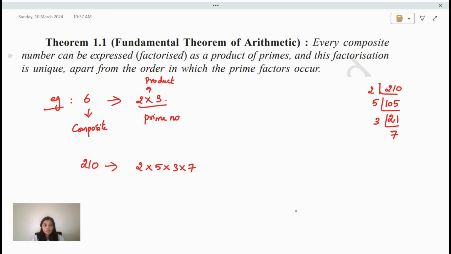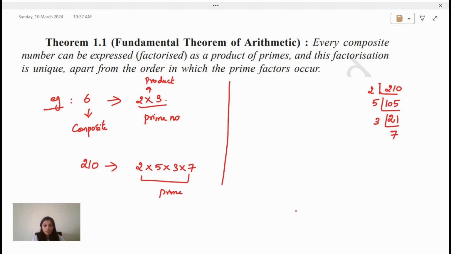Every composite number can be expressed as a product of primes, isn't it? So see, 6 is expressed as 2 times 3, and 210 is expressed as 2 times 5 times 3 times 7. And each composite number can be expressed in only one way in terms of a product of prime numbers, isn't it? They are different from each other, right?